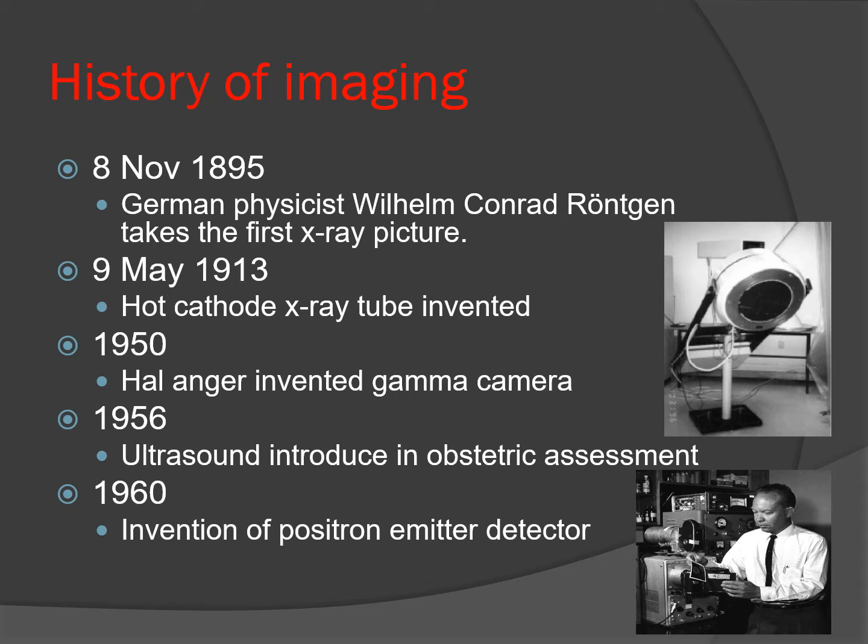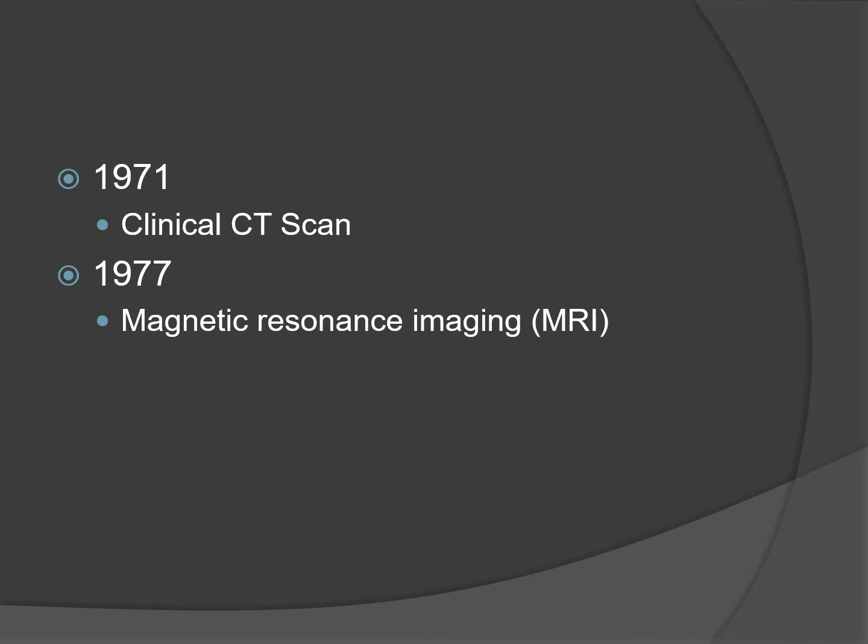And in 1956, ultrasound was introduced by obstetrics and later used in other systems by radiologists. And in 1960, the invention of the positron emitter detector. So this is another instrument that we use for nuclear medicine study. So if you see here, before the 1970s, there were three main modalities that could be used for imaging to help with diagnostic purposes, which are X-ray radiograph, nuclear medicine study, and also ultrasound. And then later in the late 1970s and 80s, CT scan and MRI were introduced.